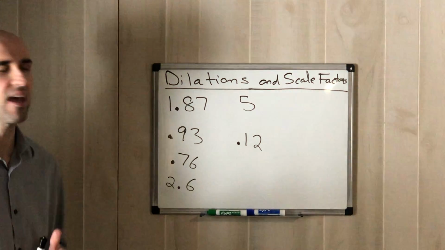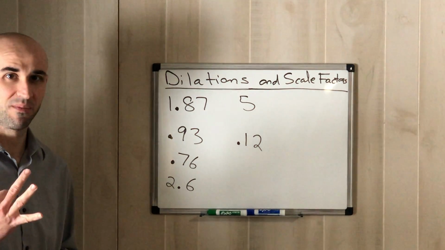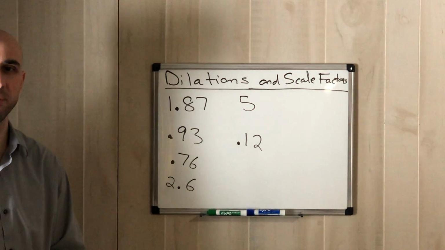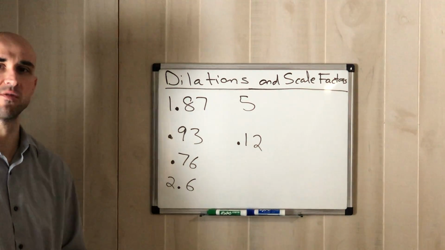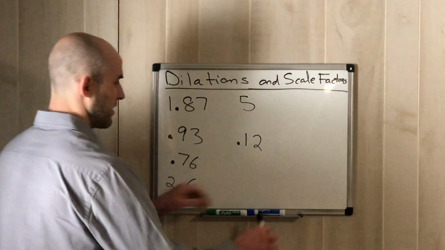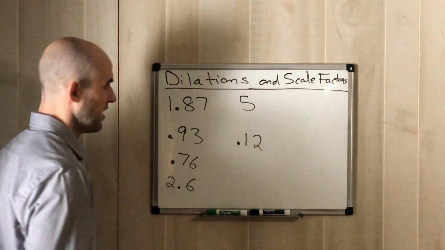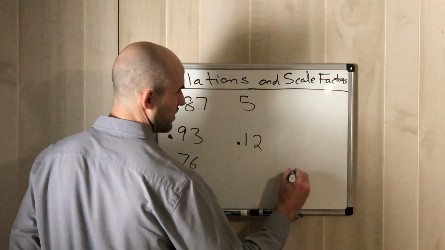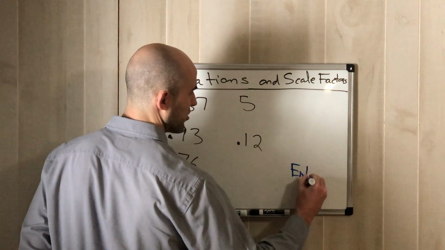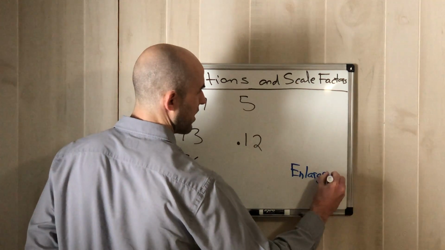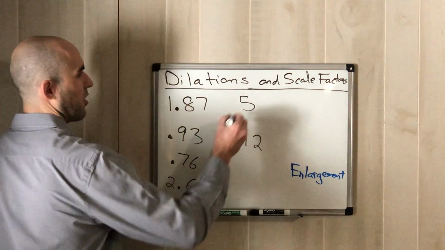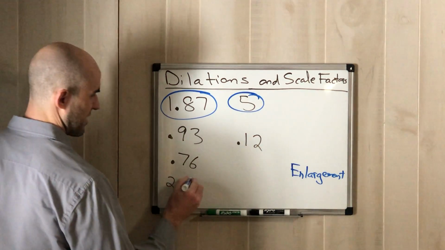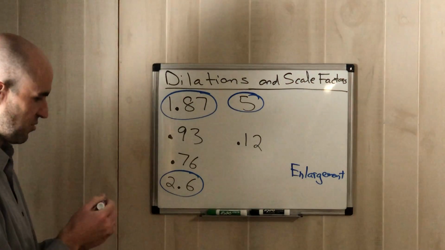And from those 6 scale factors, 3 of them show that the figure got bigger, it was an enlargement. 3 represent that the figure became smaller, it was a reduction. Some of you may be able to tell easily the ones that show an enlargement, and I'll write it in blue, so blue will be for enlargement. The ones that represent enlargement are the 5, the 1.87, and the 2.6. Those represent the enlargements, right?